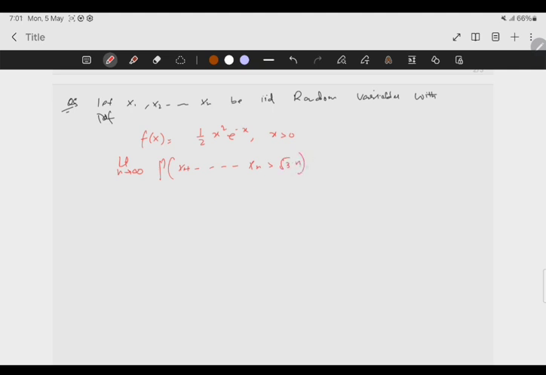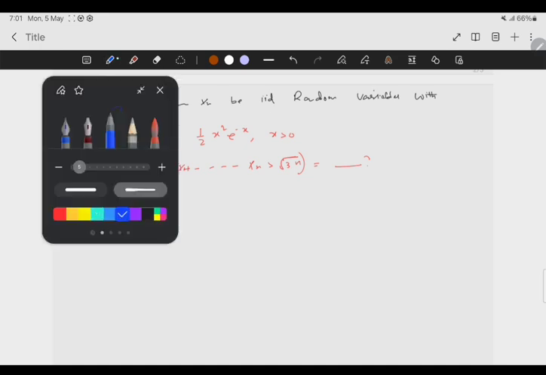What will be the value of this? This is not spread, this is under root 3n. Sorry. So the solution of this question will be as follows.